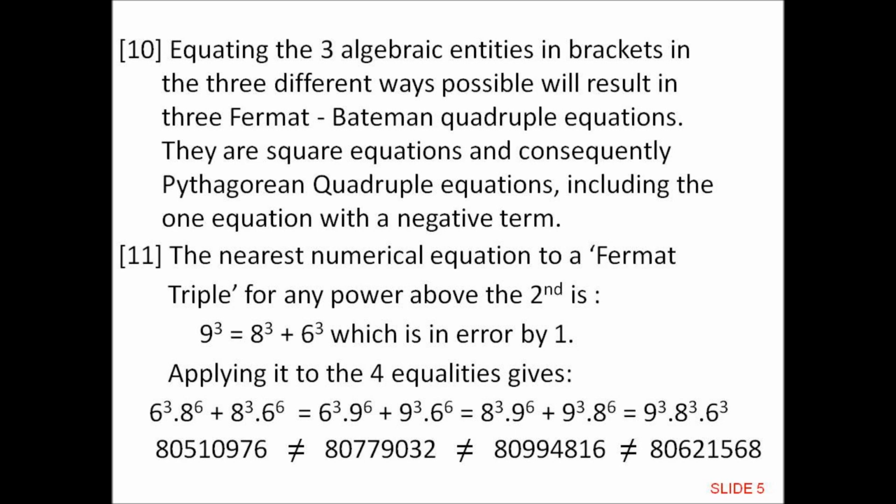11. The nearest numerical equation to a Fermat triple for any power above the second is 9 cubed equals 8 cubed plus 6 cubed, which is in error by 1. Applying it to the four equalities gives the numerical outputs shown below, which are blatantly and clearly not equal.